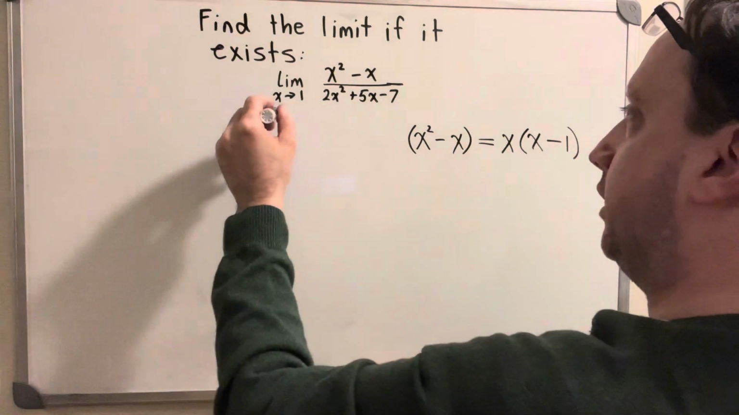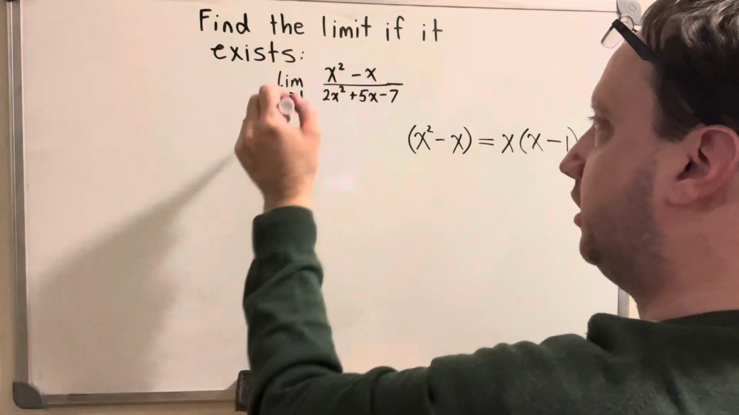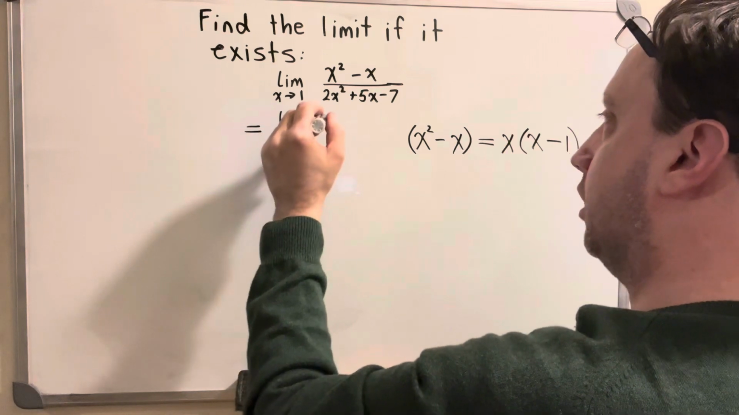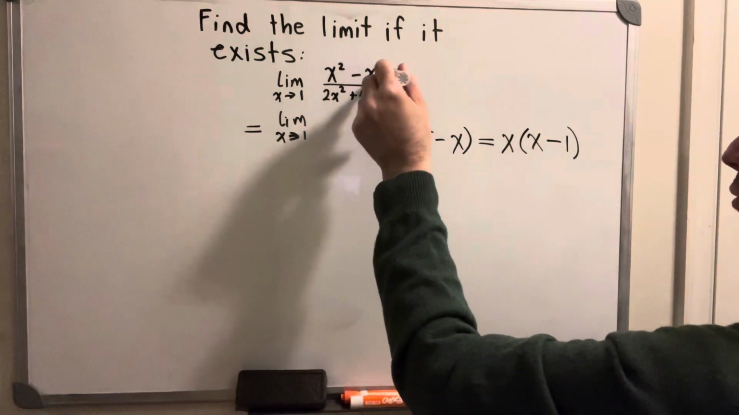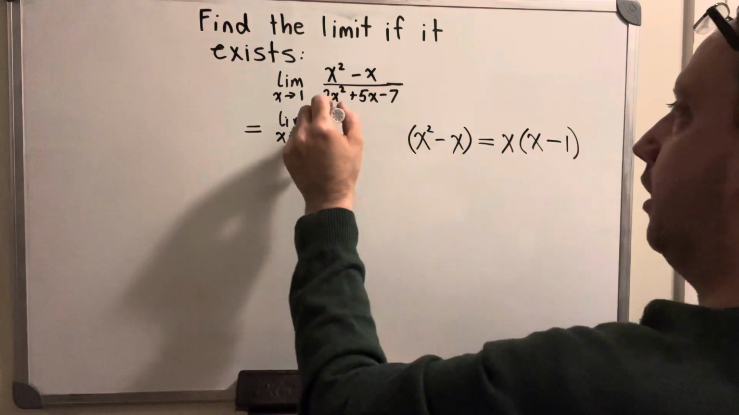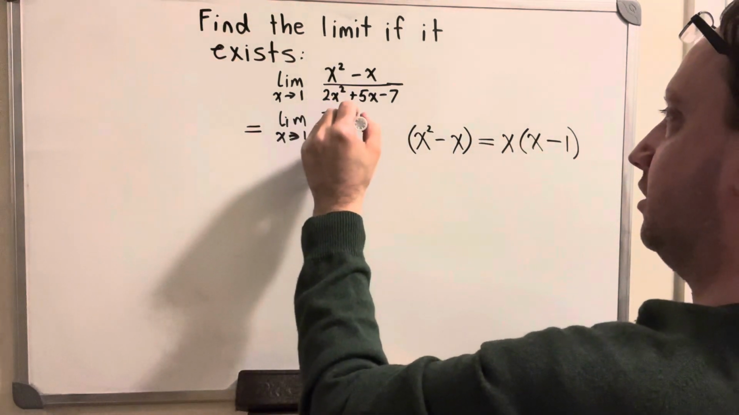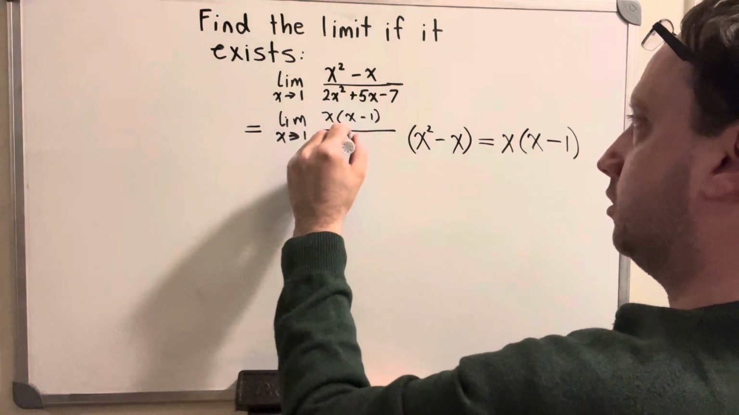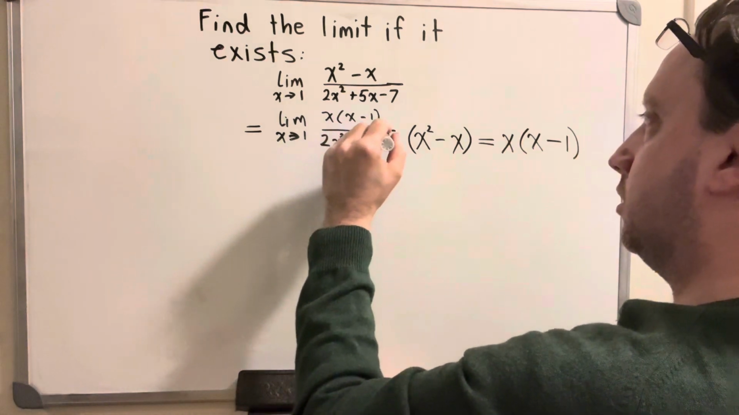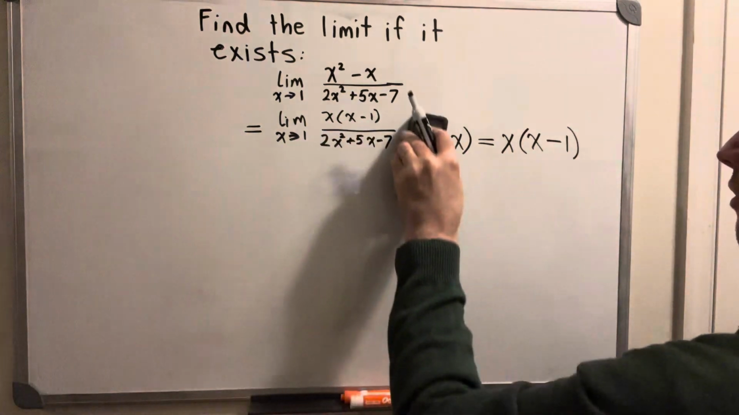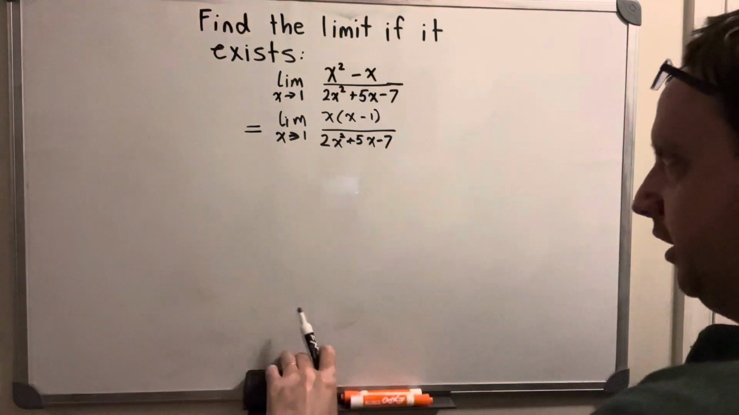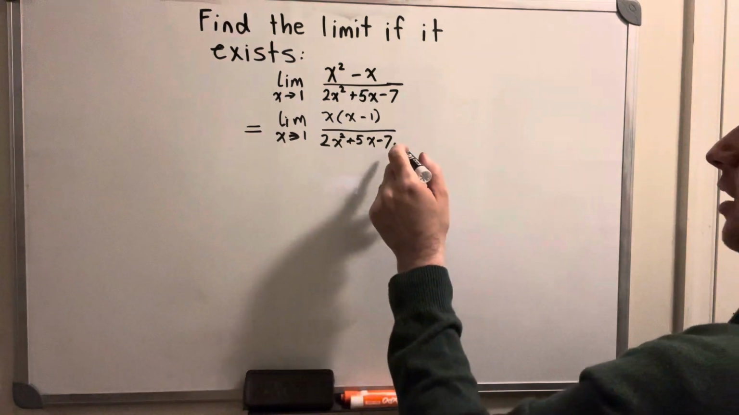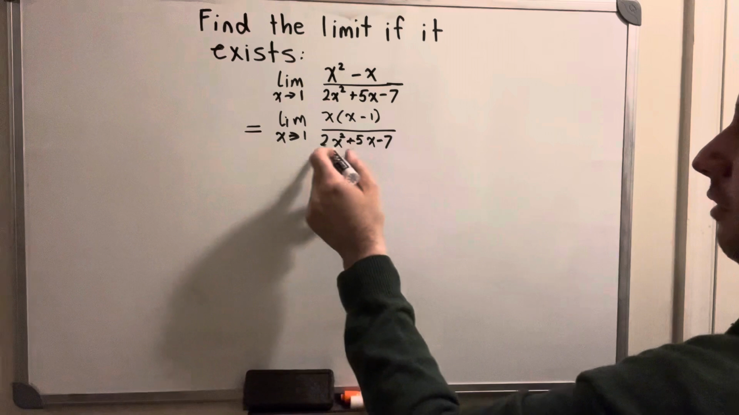So far we have this. This is equal to the limit as x approaches 1 of, replacing x squared minus x with x times x minus 1, and we still have this on the bottom. Still a problem because at 1, this is equal to 0. But how do we factor out an x minus 1 from this?